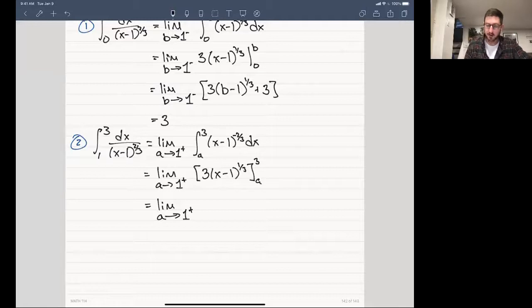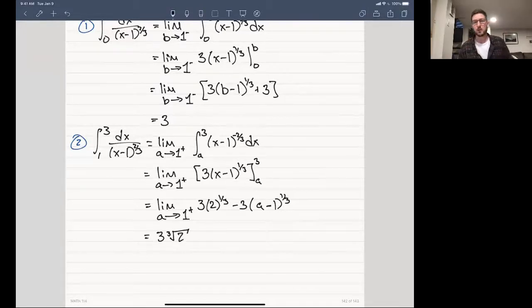It's not going to clean up very well. I'm actually going to get 3 times 2 to the 1/3. I don't know what that number is; it doesn't simplify nicely, so I'm going to leave it. And then, minus 3(a minus 1) to the 1/3. Allowing a to go to 1 in this is going to cause this component to disappear, and so I'm left with 3 times 2 to the 1/3. Maybe I'll put that in a bracket, so that it's distinguished.